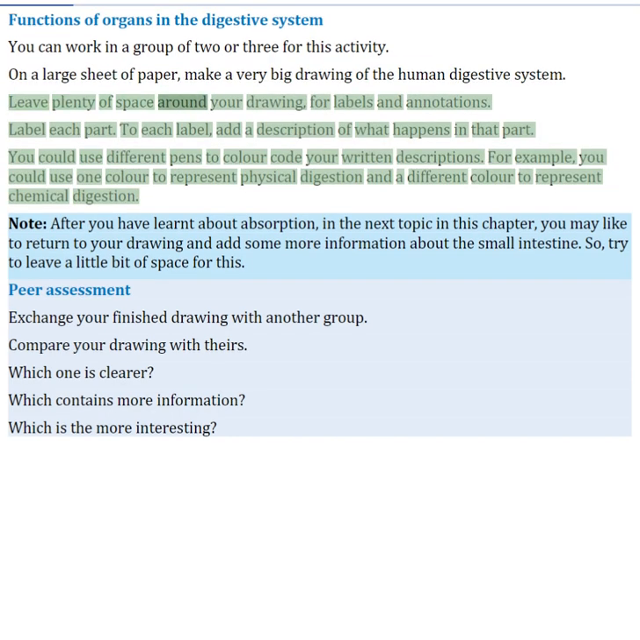Leave plenty of space around your drawing for labels and annotations. Label each part. To each label, add a description of what happens in that part. You could use different pens to color code your written descriptions. For example, you could use one color to represent physical digestion and a different color to represent chemical digestion.